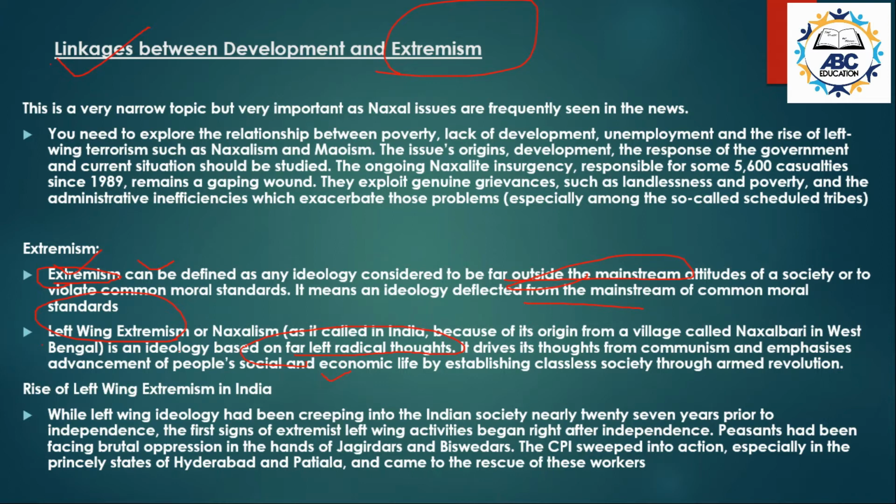Okay, this is what we mean by left-wing extremism. Extremism means an extreme view of something which is outside the mainstream attitude of society, and left-wing extremism is based on the left-wing ideology, which is far left radical thoughts.